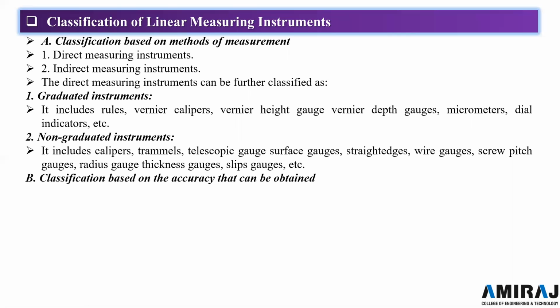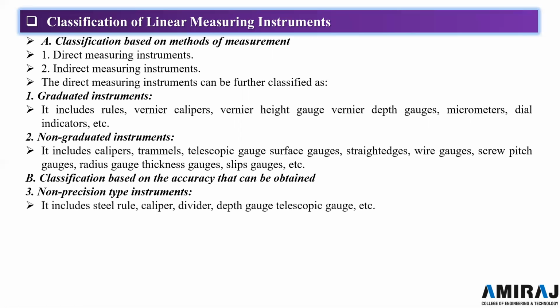The second type of classification is based on the accuracy that can be obtained, how accurate the instrument is. The third one is non-precision type instruments. It includes steel rules, caliper, divider, depth gauge, telescope gauge. These are non-precision type, which means their accuracy is lower than that of the graduated ones. The fourth one is precision type instruments.